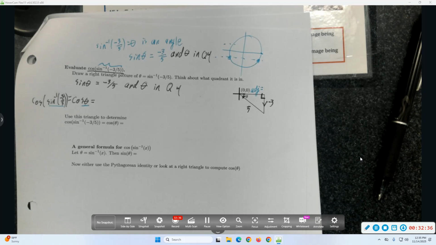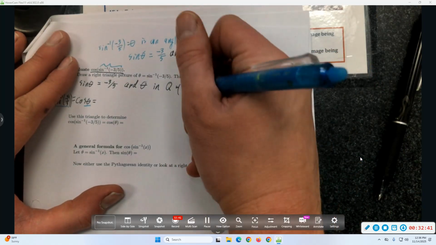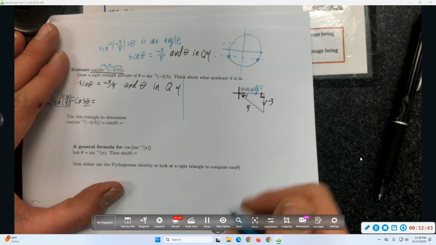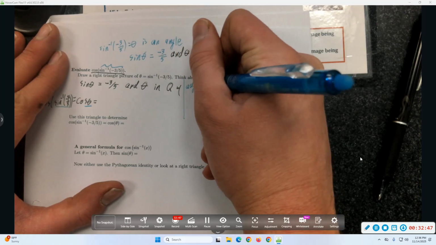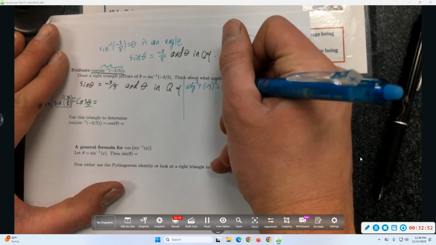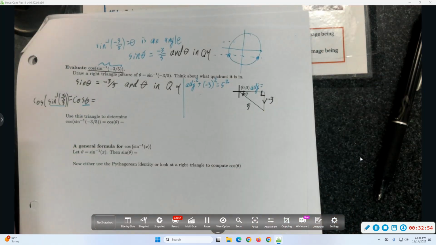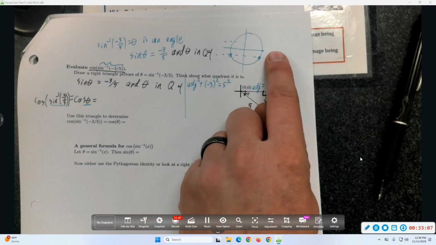Yeah, cool. Let's solve for it. Solving for the adjacent side: adjacent squared plus -3 squared equals 5 squared. All right, I need to solve that for adjacent. That looks easy enough to do. Will the adjacent side wind up being positive or negative in this picture? Positive, because it's in quadrant 4, so the x coordinate will be positive.